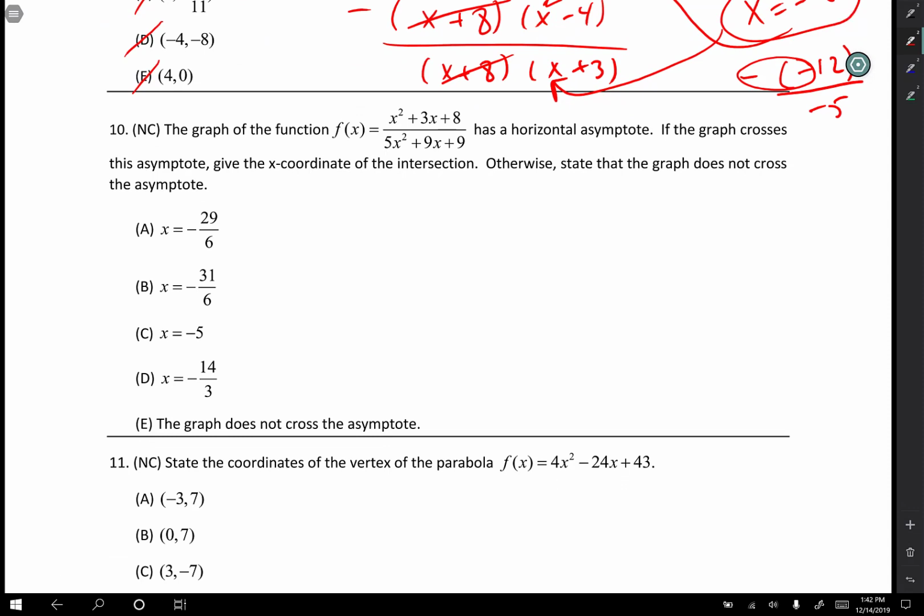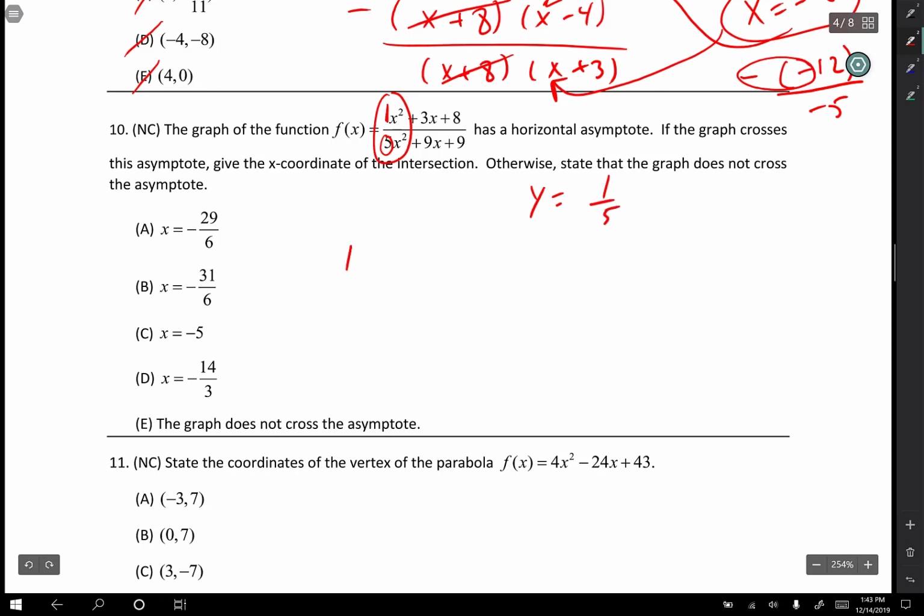Question 10. The graph of the function has a horizontal asymptote. If the graph crosses this asymptote, give the x-coordinate of the intersection. Otherwise, if the graph does not cross the asymptote. All right, for the horizontal asymptote, we're looking at the end behavior of the numerator and the denominator. I have a 1 here, I have a 5 here, and I'm looking at these in particular because those are the highest degrees. So my end behavior is 1/5. So my horizontal asymptote is 1/5.